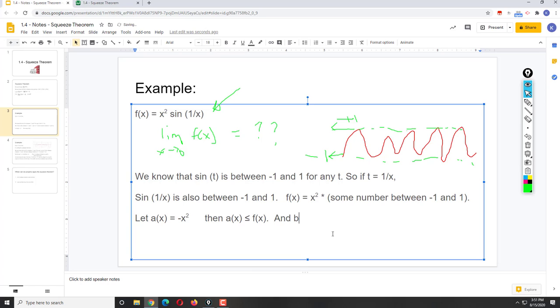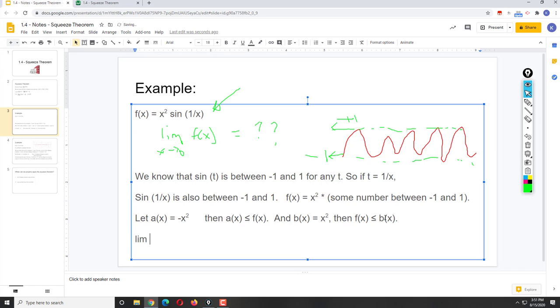And if we let b of x be equal to plus 1 times x squared, which is just x squared, because f of x is always x squared times some number between -1 and 1, then f of x is always less than or equal to, I'll just copy and paste here, b of x. Okay. But what's the limit?